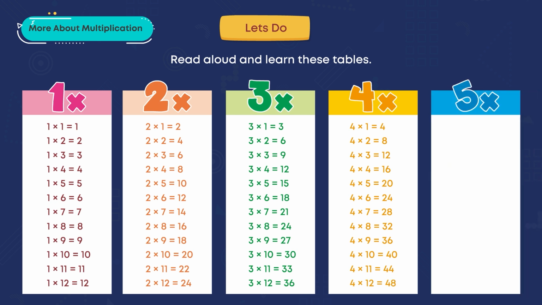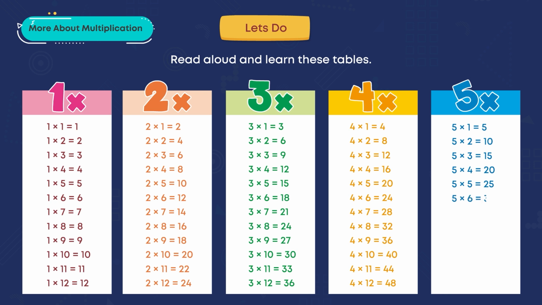Table of 5. 5 times 1 equals 5. 5 times 2 equals 10. 5 times 3 equals 15. 5 times 4 equals 20. 5 times 5 equals 25.